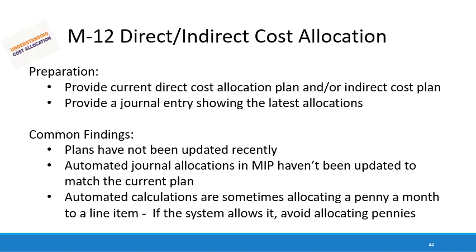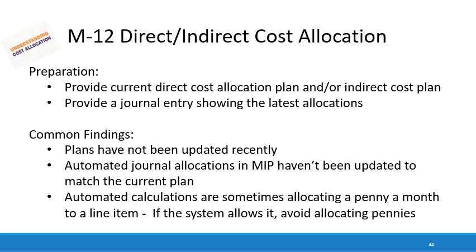I'm going to move on to your direct and indirect cost allocation. We just need to see a copy of your direct cost allocation plan and/or any indirect cost allocation plan. And we'd also like to see a journal entry showing the latest or last allocations. What we find is that plans have not been updated recently. They should be updated annually.